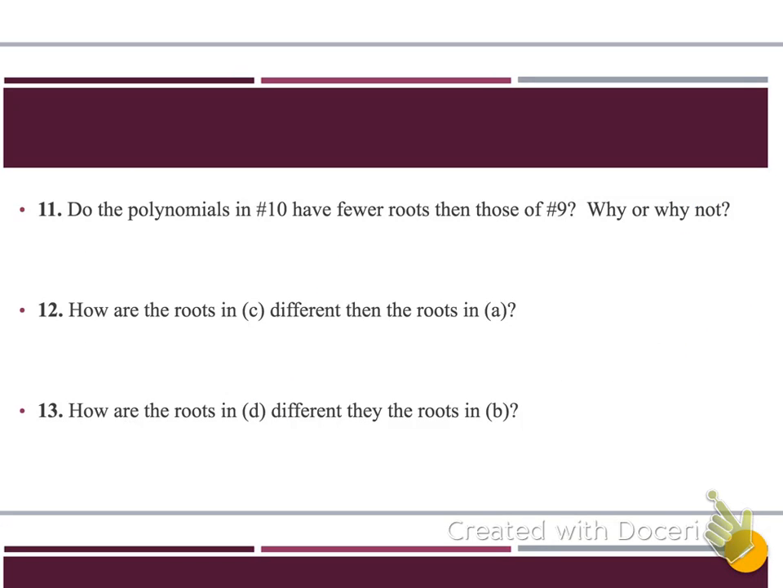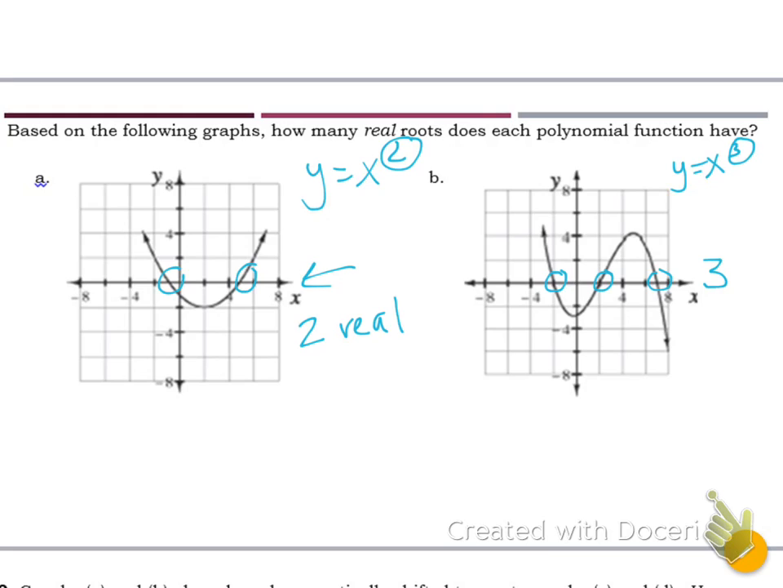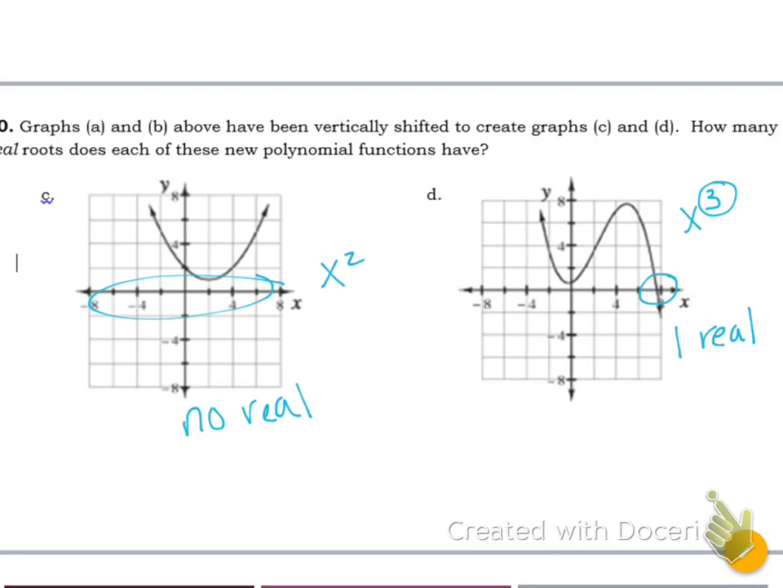Okay, do the polynomials in 10 have fewer roots than those in 9? So if I match my 10 and my 9, they should have the exact same amount of solutions. The only difference is these ones have complex answers. I should have 2 solutions. There aren't any real, so that means I have 2 complex in this one, and I have 2 complex in this one, because I should have 3 answers, and I'm only showing 1 real one.